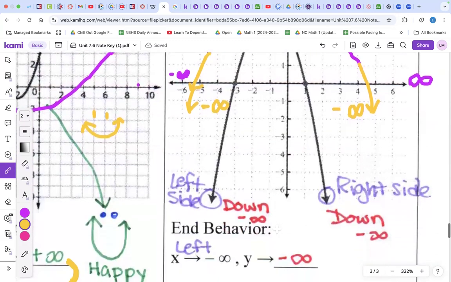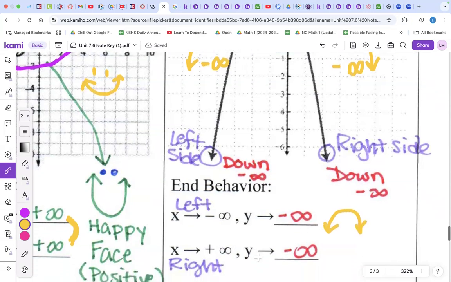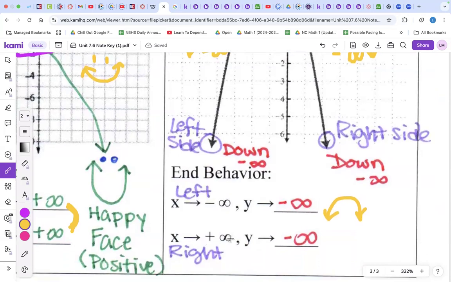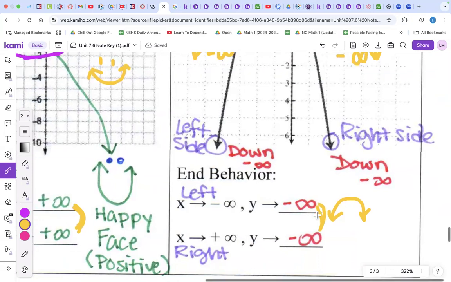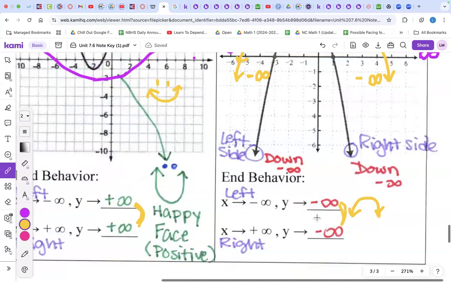Let's check it out and see. X approaches negative infinity, y approaches negative infinity. How do we know? Because we got a frown. And whenever we got a frown, y is negative. As x approaches positive infinity, y is still going to negative because we got a frown. And remember, both of these are always going to be the same. All right, so that is the completion of this assignment.